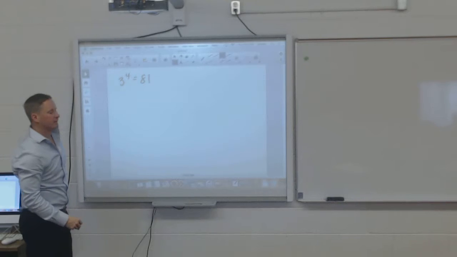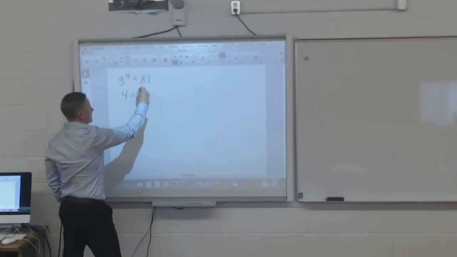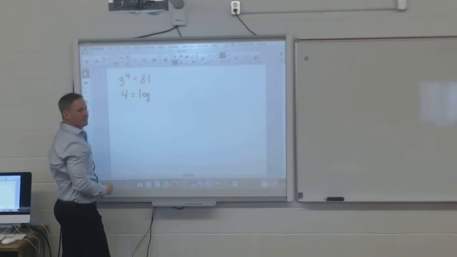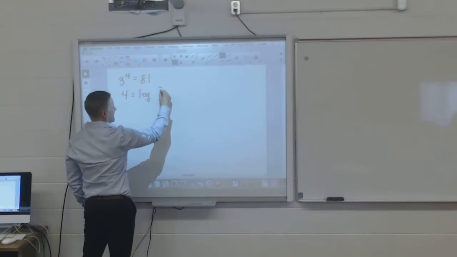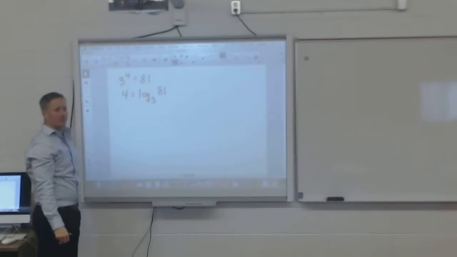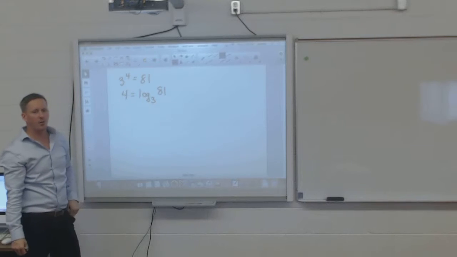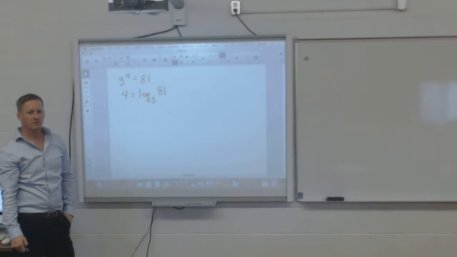I want to change it to logarithmic. So to do that, the exponent comes down. You write log on this side. This stays as 81. This goes down to my base. So the log of 81 to the base 3 is equal to 4. Got it?